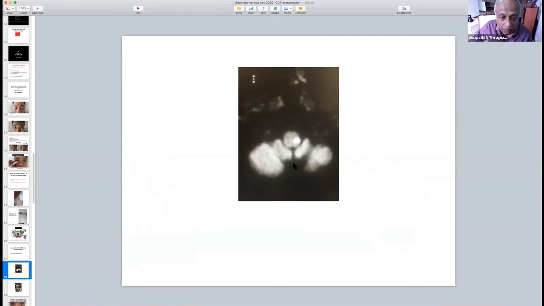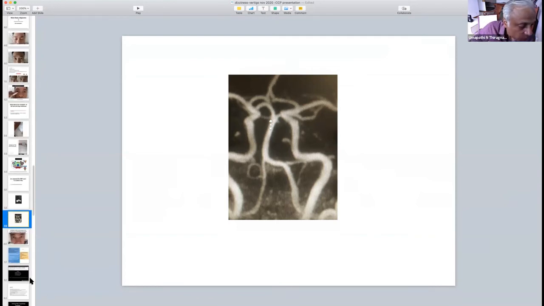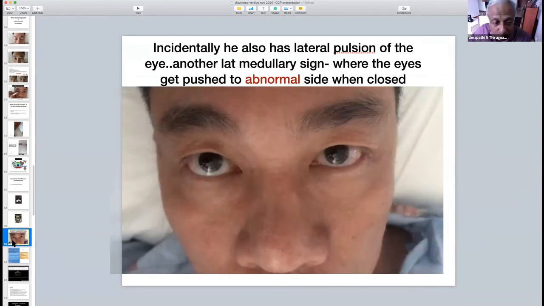This is not a very good picture, but you can see this is the medulla. You can see a small infarct on the lateral aspect of the medulla. And not unexpectedly, the vertebral artery on the same side is slightly irregular. The radiologist feels there may be a small dissection here that has caused this stroke in this patient. Then we went back to look at this patient again. And of course, there are other interesting signs.